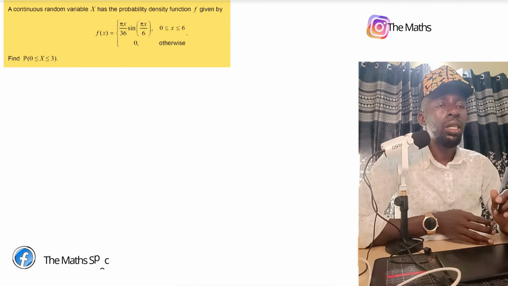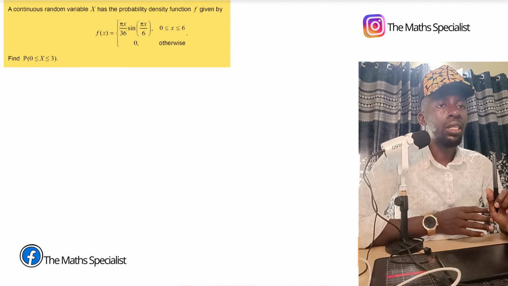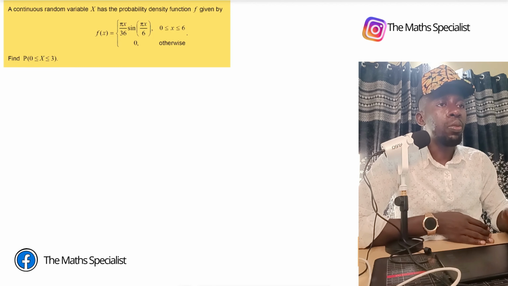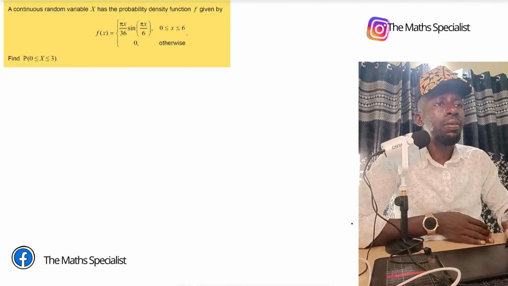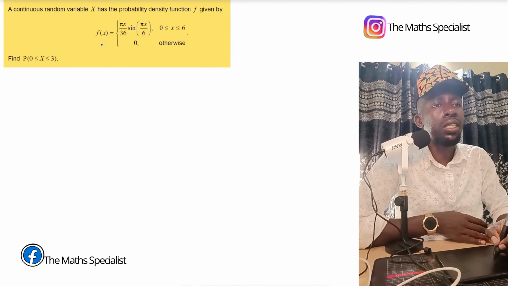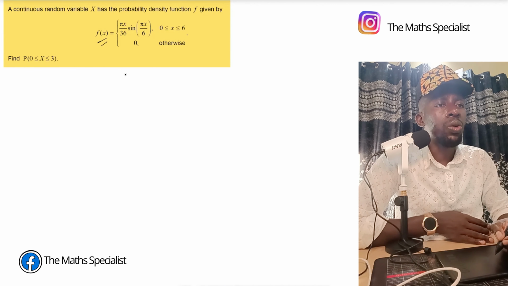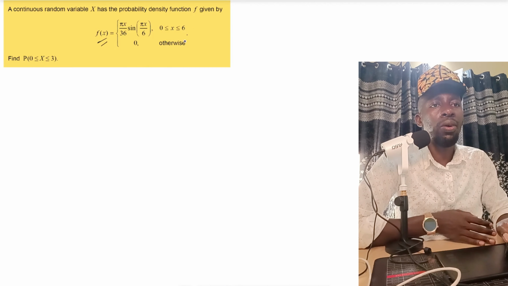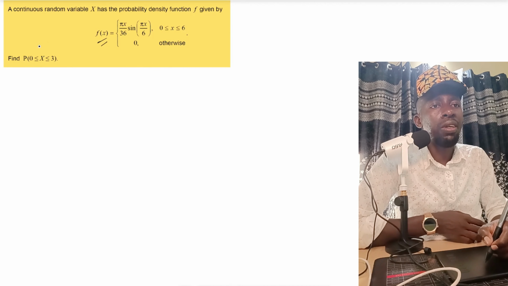As we can see on the screen, it says a continuous random variable x has a probability density function, a PDF, f, given by f of x equals pi x over 36 times sine of pi x over 6, where x ranges from 0 to 6 and 0 otherwise. What are we finding? We are finding the probability of 0 less than x less than or equal to 3.